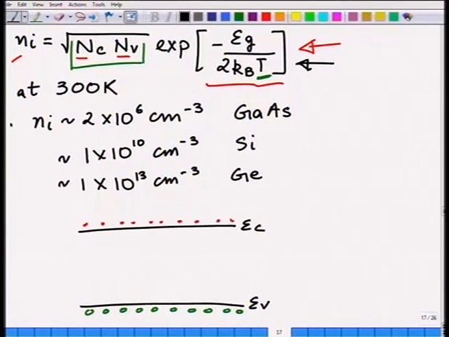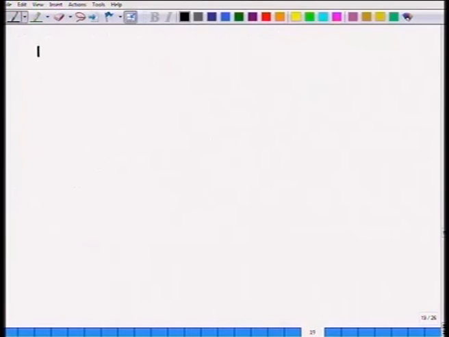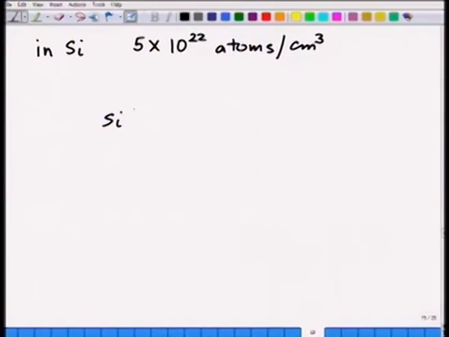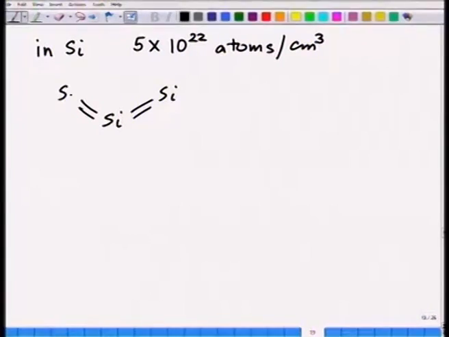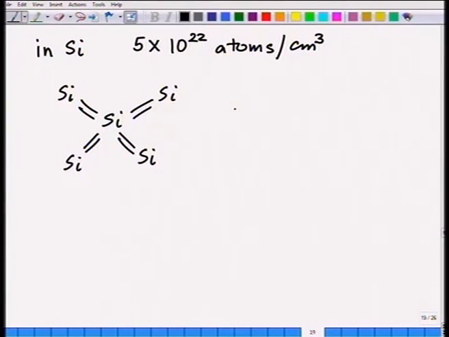Let us look at these numbers, the Ni which you have determined. Remember how many bonds there are in silicon, or for that matter in other cases: we have about 5 into 10 to the power 22 atoms per centimeter cube. Each silicon has 4 bonds with other silicon. Remember that the crystal structure for silicon was shown with tetrahedral bonding. So, multiply that by 4. That means about 1 into 10 to the power 23 bonds per centimeter cube.